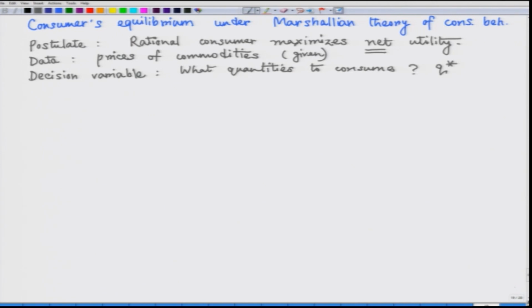So far we have discussed the concept of total utility and marginal utility and the law of diminishing marginal utility. We will continue with the Marshall analysis of consumer behavior in the next lecture.